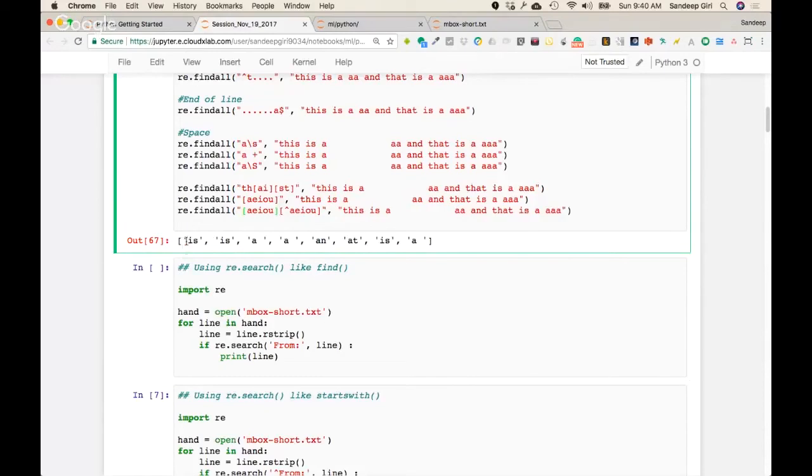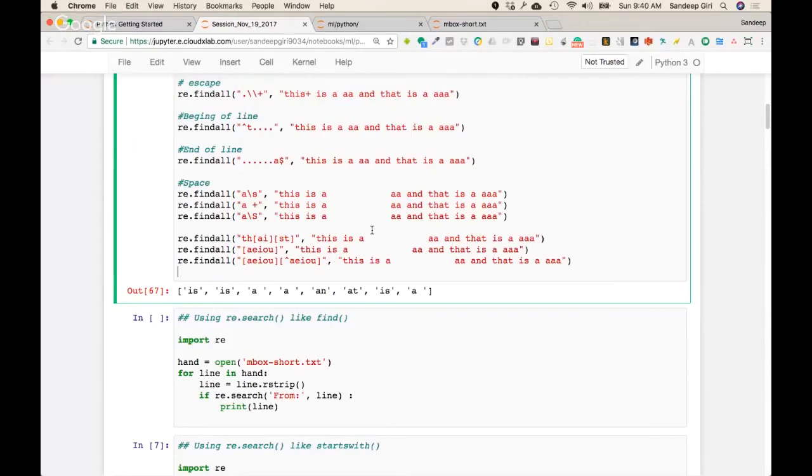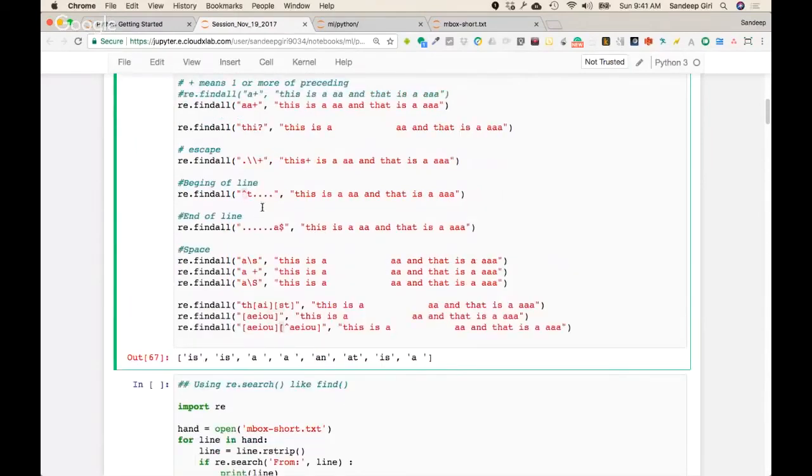I is a vowel, which means it matched with this. S is a consonant, which matched with this. So the caret character inside the ranges negates the meaning, so it will match with a character that's not any of these. That's the meaning of the caret character. Everybody with me so far? So there are two meanings of this caret character. If it comes outside of the square brackets, it means the beginning of line. Otherwise it negates the range.